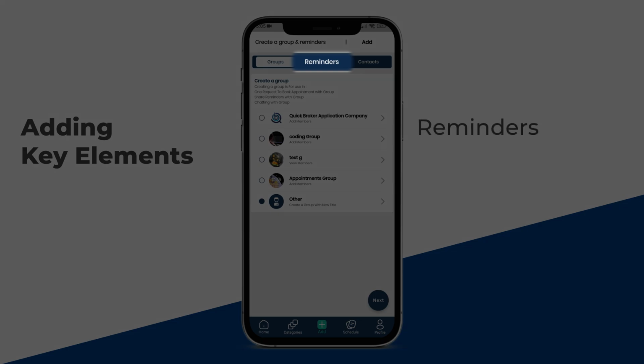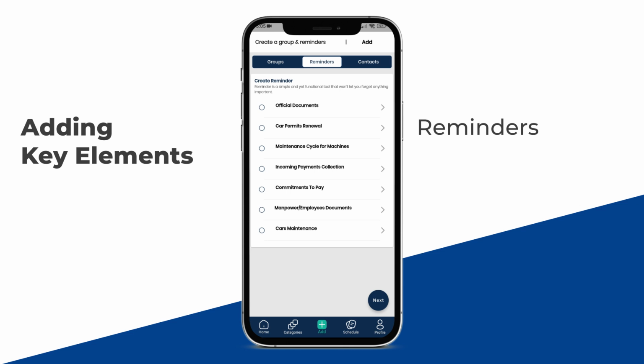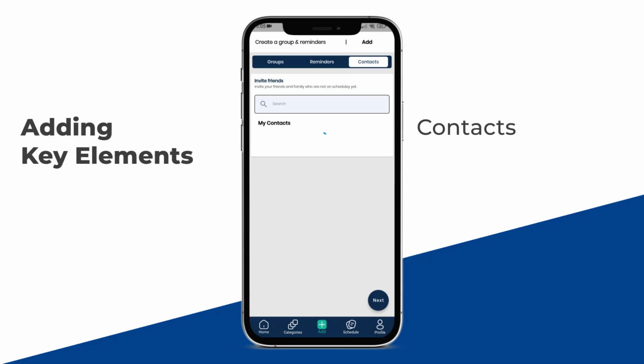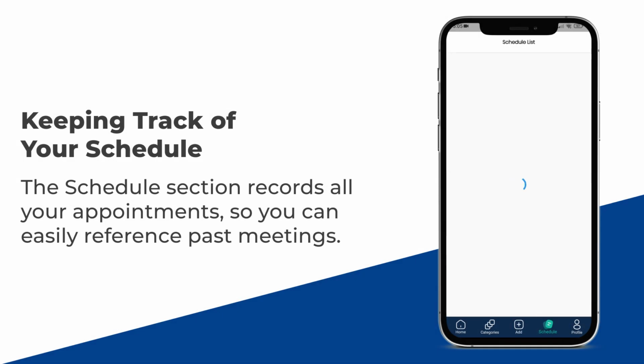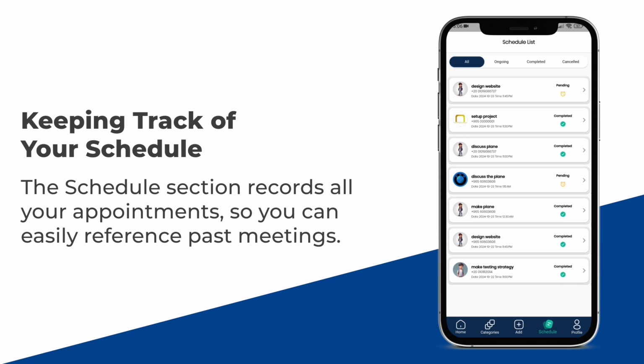2. Reminders. Set reminders for tasks like renewing documents, scheduling maintenance, or paying bills. 3. Contacts. Invite phone contacts who aren't yet on Scheduley to expand your network. Keeping track of your schedule. The schedule section records all your appointments, so you can easily reference past meetings.